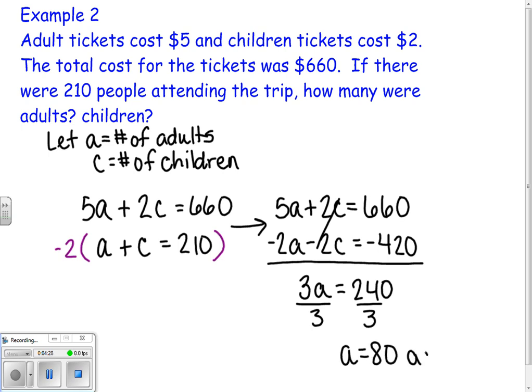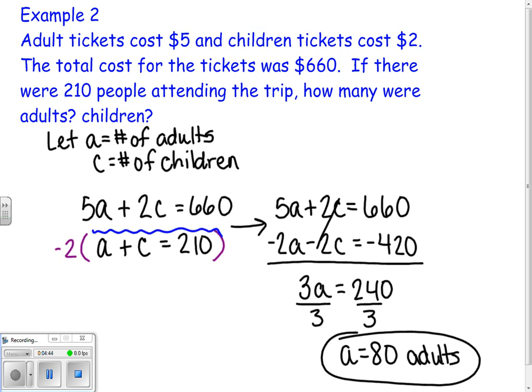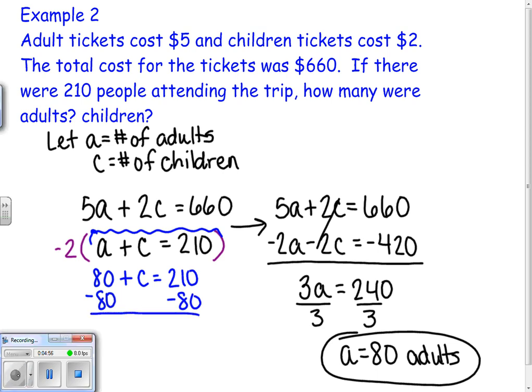I'm going to put a label on that right away so I don't forget. There are 80 adults. And we're still stuck finding the number of children, so you have to put that somewhere to get the number of children out. So I tend to look for equations that are both positive and small, and I really like this one right here. So if I put an 80 right here for A, subtracting 80 from both sides gives me C equals 130. And throw a label on it so you don't forget. Children.